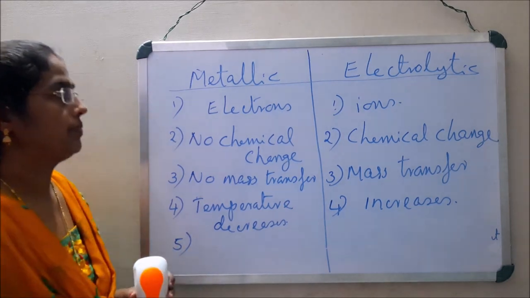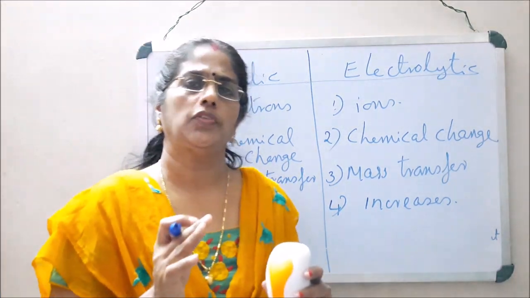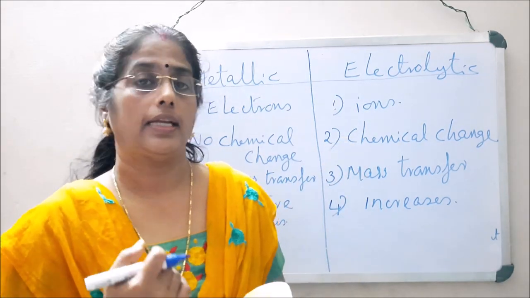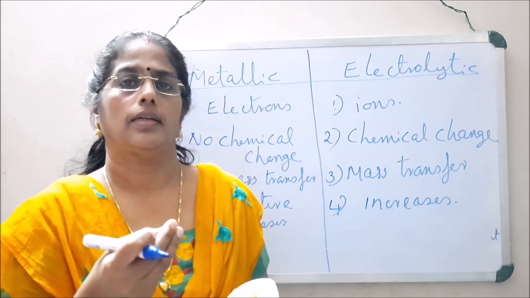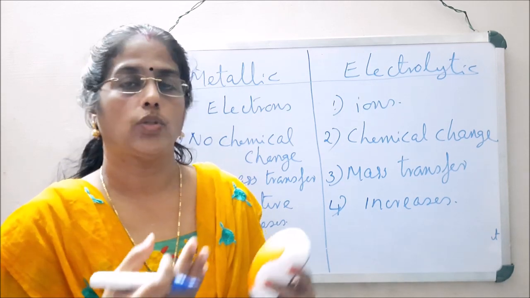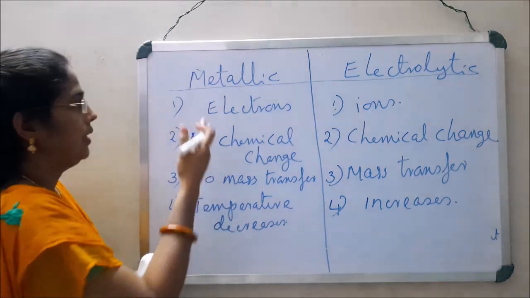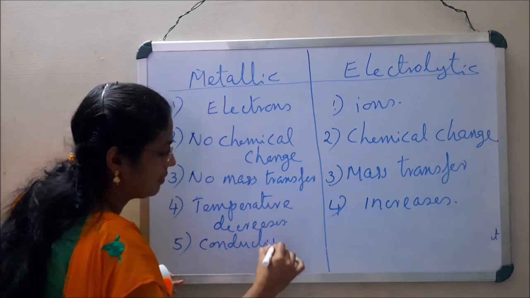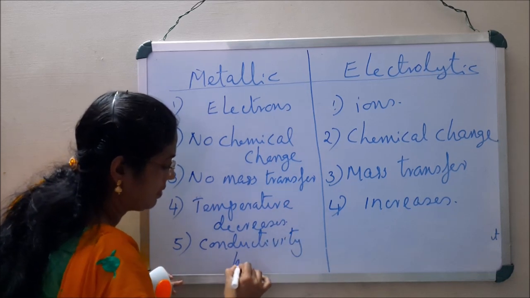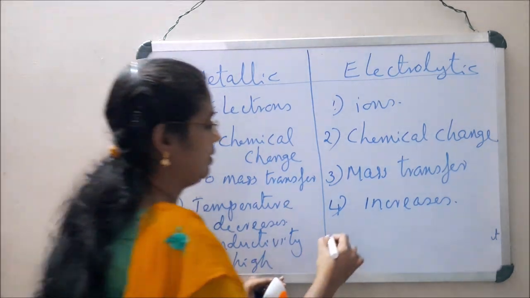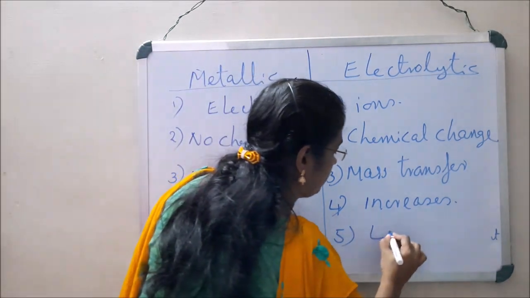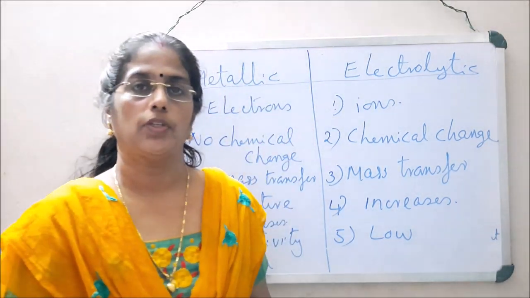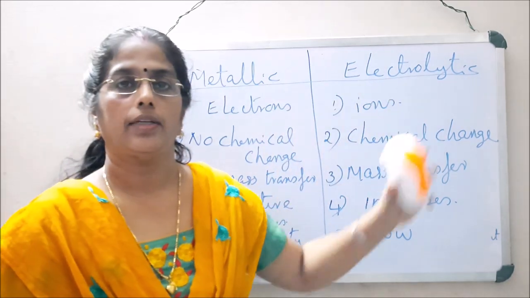Fifth difference is that usually the conductivity of metals is very high, but when we are considering the electrolytic conductors, their conductance or conductivity is very low compared to the metals. So, in the metallic conductors, the conductivity is high, here conductivity is low. Okay, so these are the 5 differences between metallic conductors and electrolytic conductors.